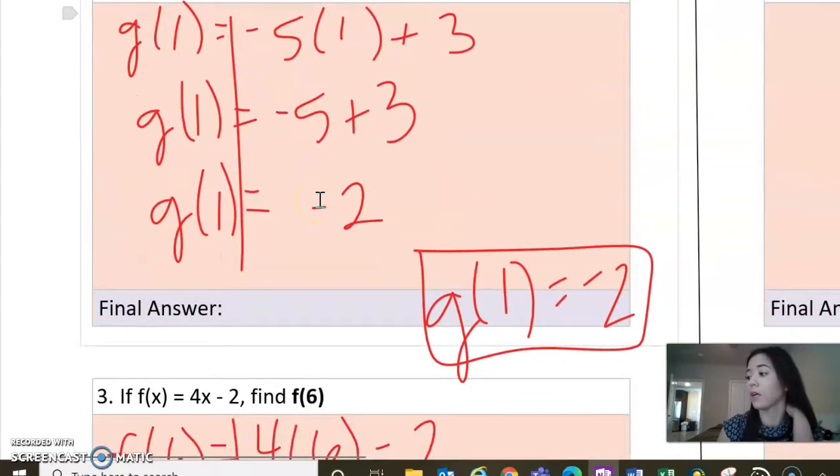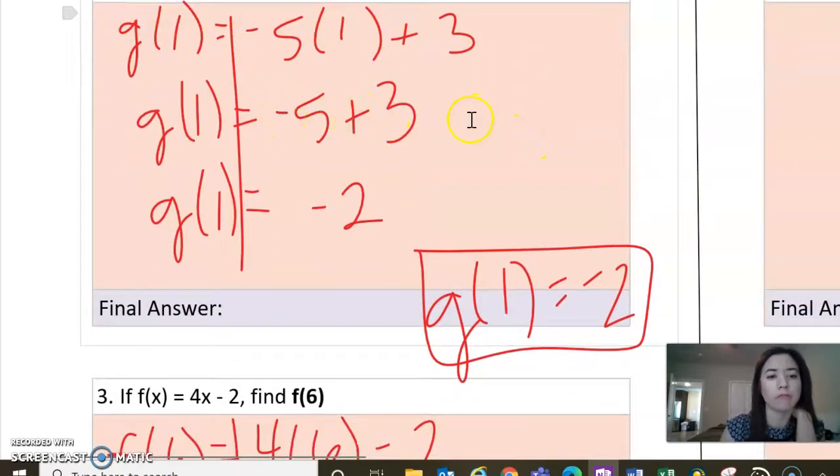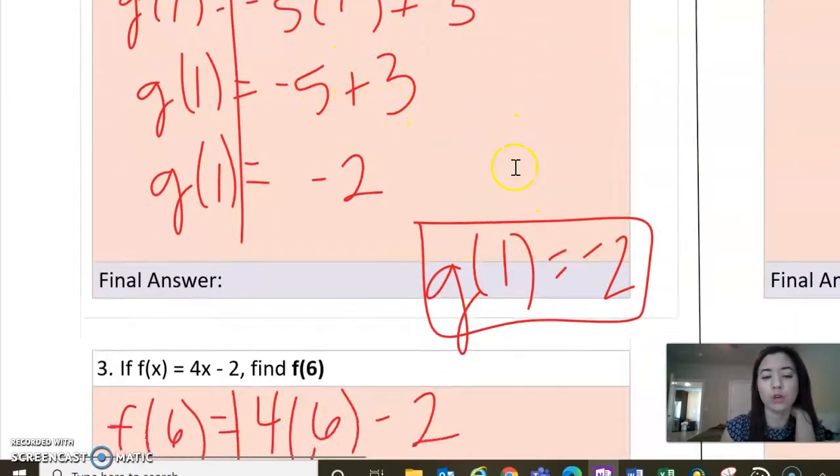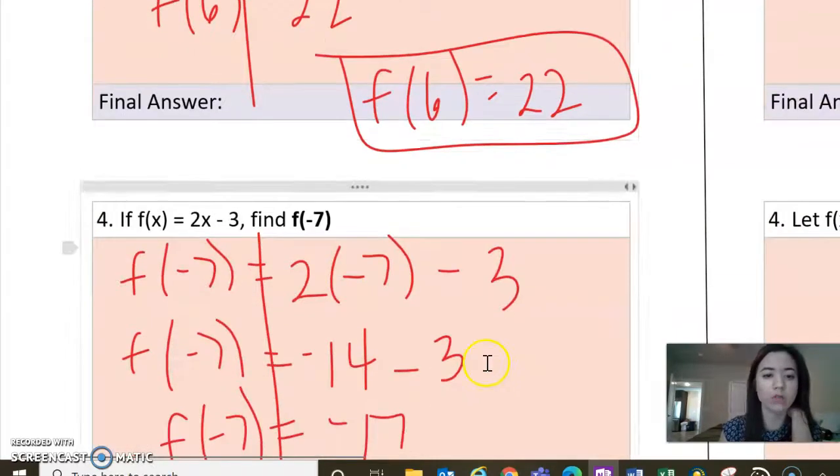The next one we had plugging in 1. So my function when I input 1 is negative 5 times 1 plus 3. That gives me negative 5 plus 3, which gives me negative 2. The last one, we have 2 more. This one we plugged in 6. My function when I put in 6 gives me 4 times 6 minus 2. So 24 minus 2, so 22.